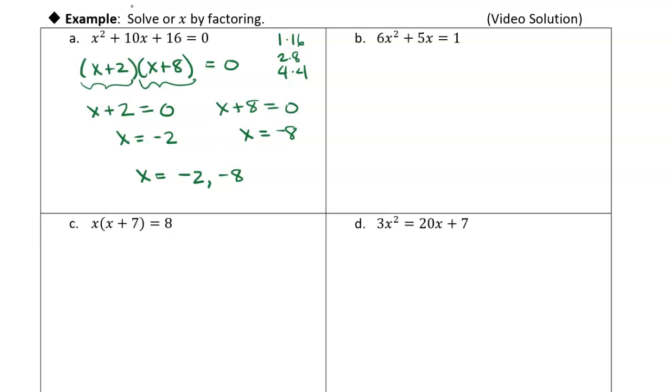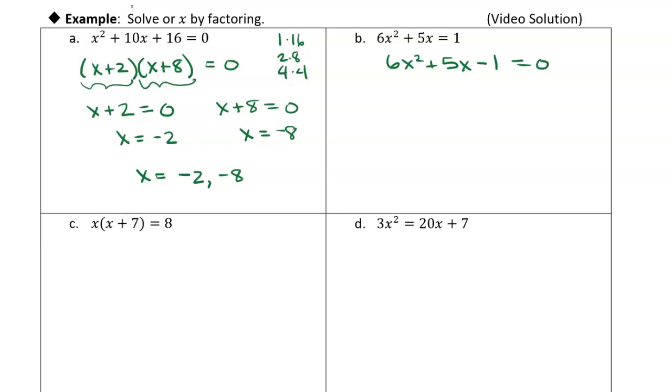Now this next one is not quite in the form that we want. We want to use the zero product property, so I need to rearrange this. I'm going to rearrange it by subtracting 1 from both sides. So I get 6x squared plus 5x minus 1 equals 0. Now if I factor the left-hand side, then I can use the zero product property. So let's factor that left-hand side.